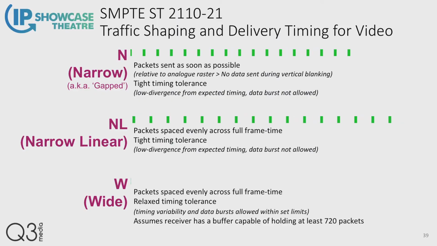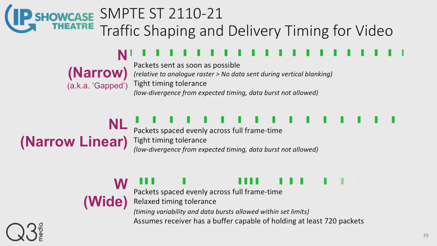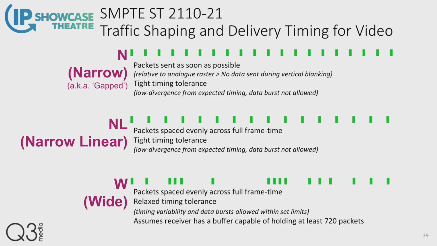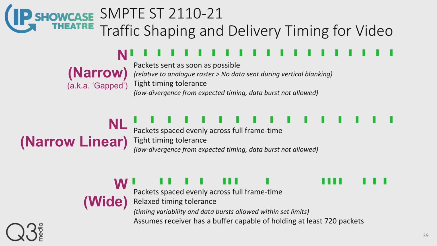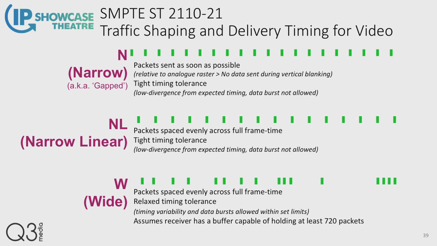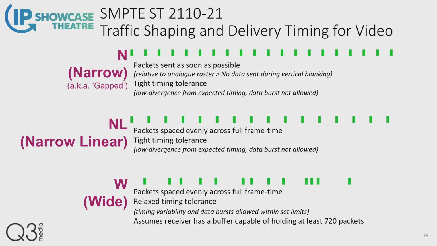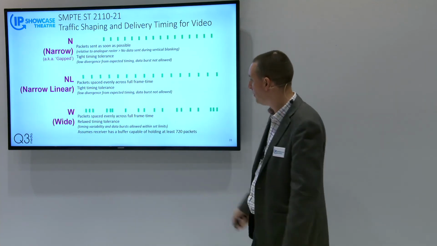Wide is really the software profile, allowing everyone to have a little bit more variance in their interpacket timing, a little bit more burstiness. If you've got a wide sender, it just means you've got to allow for a little bit more tolerance in your network buffering, and your downstream receive equipment has to have bigger buffers so it can resequence those RTP streams and cope with it all.